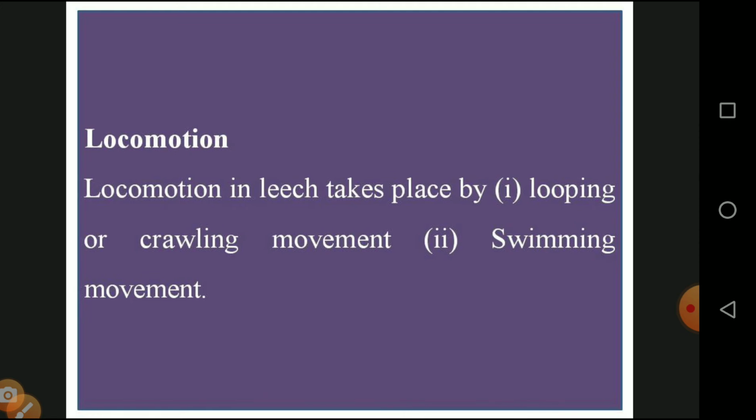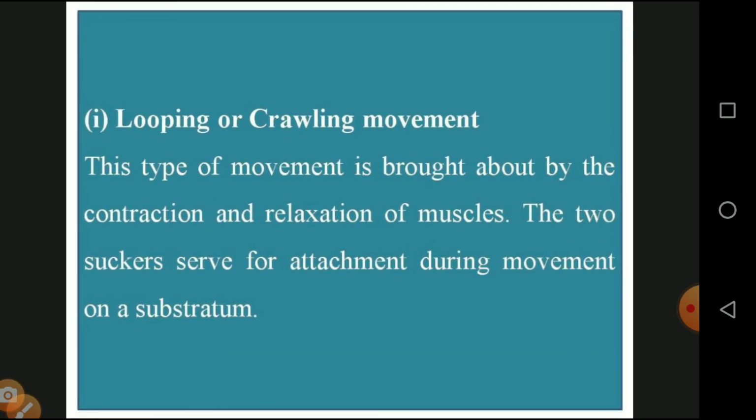The next one we will see is locomotion, a book back 4 mark question. Locomotion is nothing but a kind of movement. There are two types of movement: one is called looping or crawling movement, and the other is called swimming movement. The looping or crawling movement is brought about by the contraction and relaxation of muscle. The leech moves with the contraction and relaxation movement. The two suckers help to attach the body, by the anterior and posterior sucker, to the substratum. Substratum is nothing but a moving object.